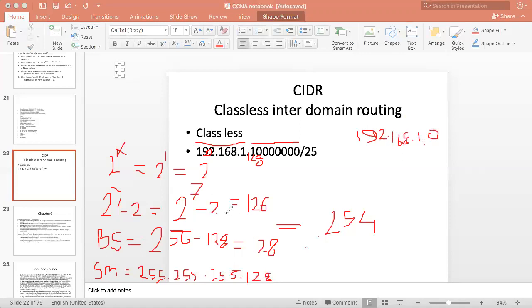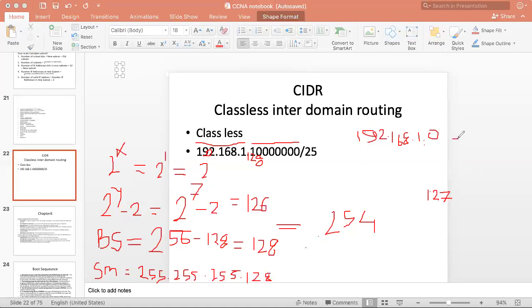Since there are two networks in this, and the block size is 128, the first network will go from 0 to 128. Counting 0 as well, that is a total of 128 addresses, so from 1.0 to 1.127, and then it becomes 128.